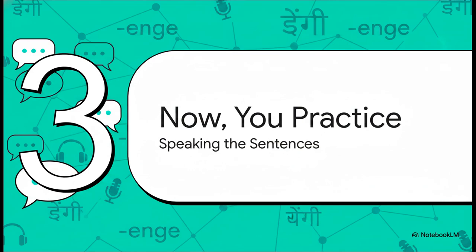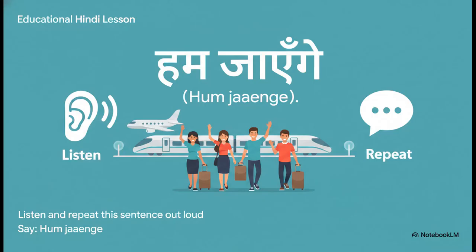All right, enough of me talking. It's time to put this into practice. The best way to really make this stick is for you to say it out loud. So I'll say a sentence, and you just repeat it right after me. Ready? Let's start with a mixed group. Listen carefully, then you say it. Hum jaenge. Awesome, that's we will go.